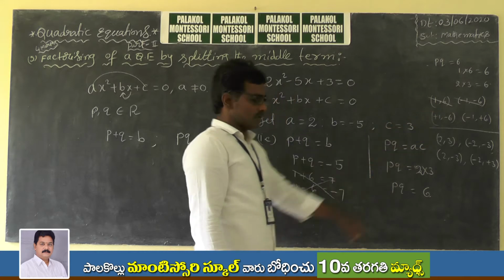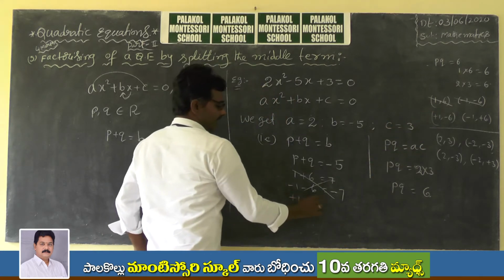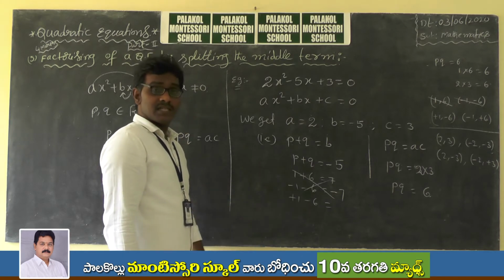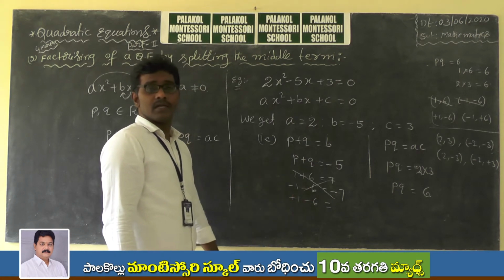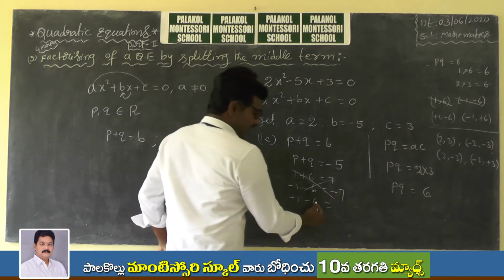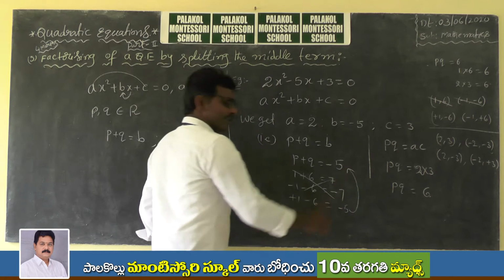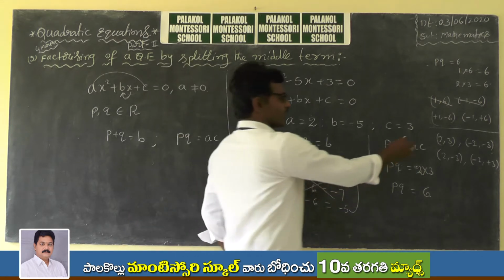Suppose you take this one. Plus 1, minus 6. Which one is the greatest number in this one? 6 is the greatest number. Good. So 6 minus 1 is minus 5. Okay, it's matching. You have selected this one.